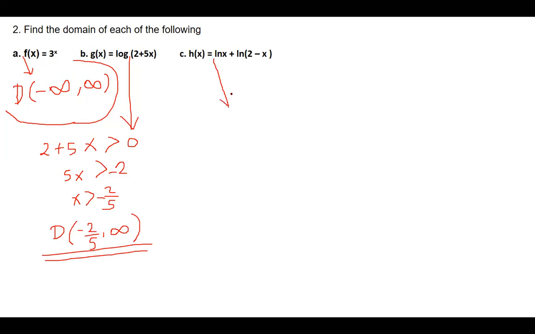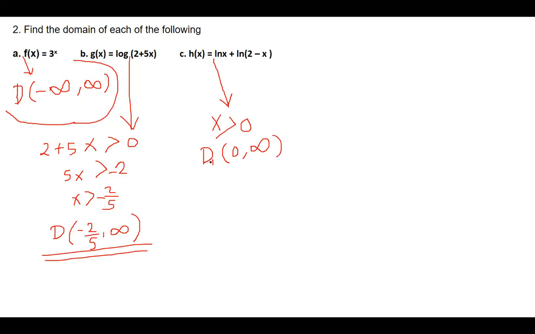Let us now find also the domain for the third question. You first take the first part there. We said this value of x is always supposed to be greater than 0. So this is our first domain. I'll name it d1. So my d1 is equal to from 0 to infinity.